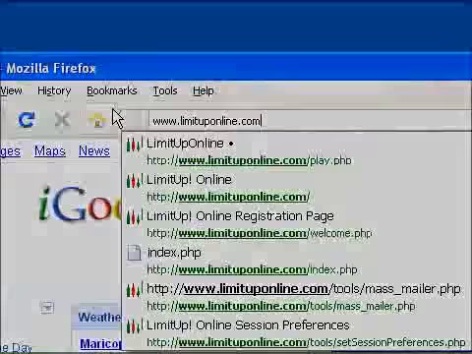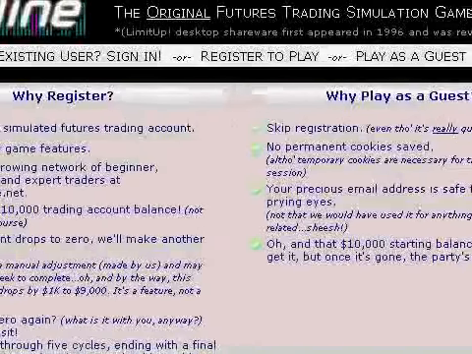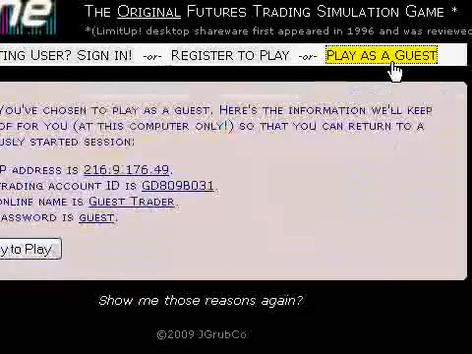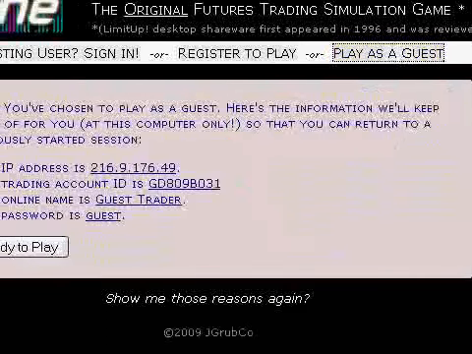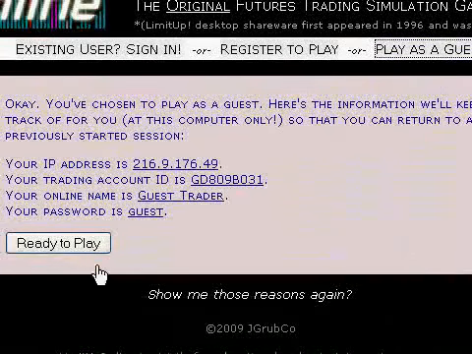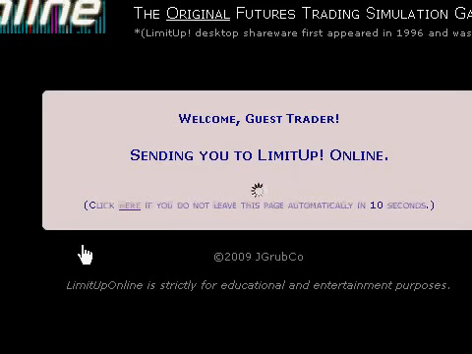And LimitUp Online is in fact a game, not an actual trading tool on some brokerage website. So let's see if we can make some money. I've logged on to limitup.com and it asks me if I want to sign in, register as a new user, or simply play as a guest. I'm just going to play as a guest. LimitUp Online builds a guest account for me, and I'm going over this login process with you in case you want to try this yourself at a later time. Or you can follow along right now in a separate browser window.